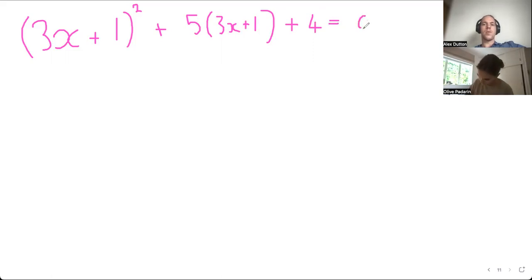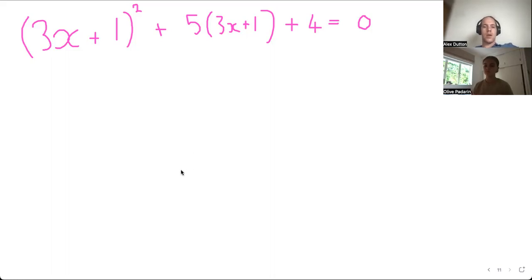Now, I know this looks somewhat like a quadratic. It's got a square term in it, but it looks like it's still got some work to do, right? We need to expand out that 3x plus 1 squared, and then expand out the 5 times 3x plus 1, and then we need to try and solve it. It's going to be a lot of work. First, we have to expand it, collect a load of like terms, and then we have to either factorize it or use the quadratic formula or completing the square. It's a lot of work.